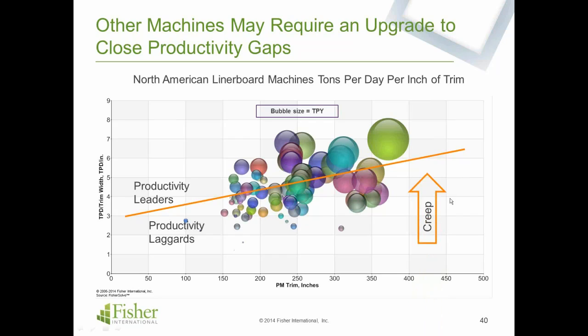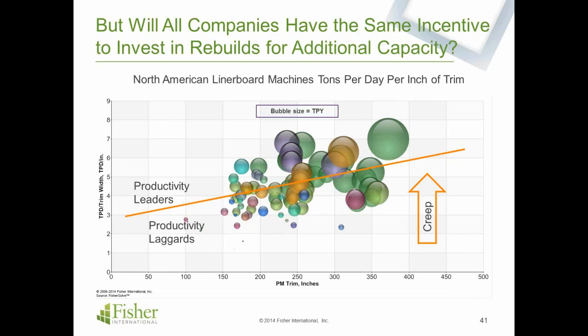But the thing to keep in mind is that as we increase the productivity of those machines, we're going to get capacity creep, right? So if these machines go from making 3 tons a day to making 5 tons a day, I've just increased the supply of the products in my marketplace. Well, that may not always be a good idea, and in fact, certainly some companies would have less of an incentive to want to invest in those types of rebuilds than others. And we can see that.